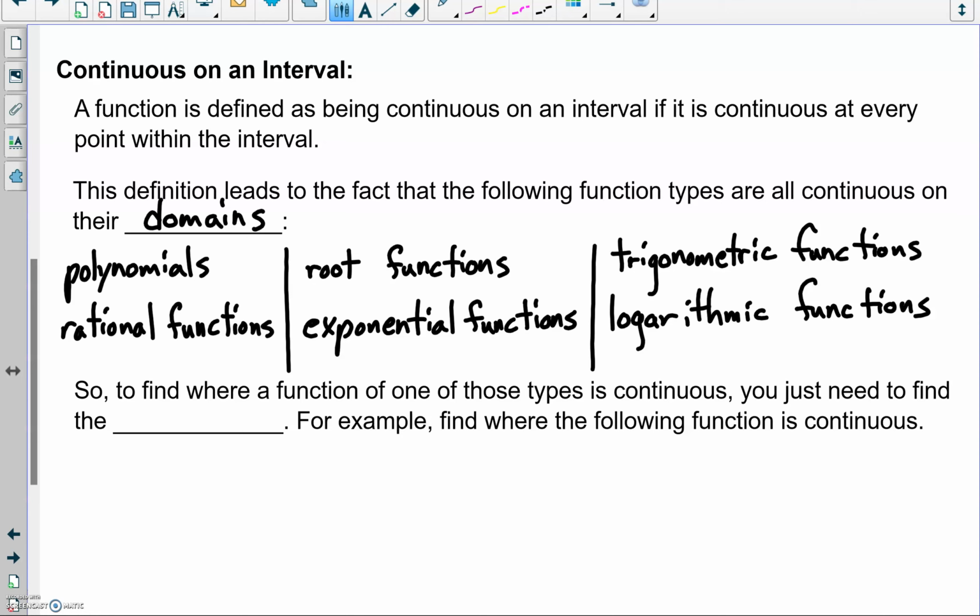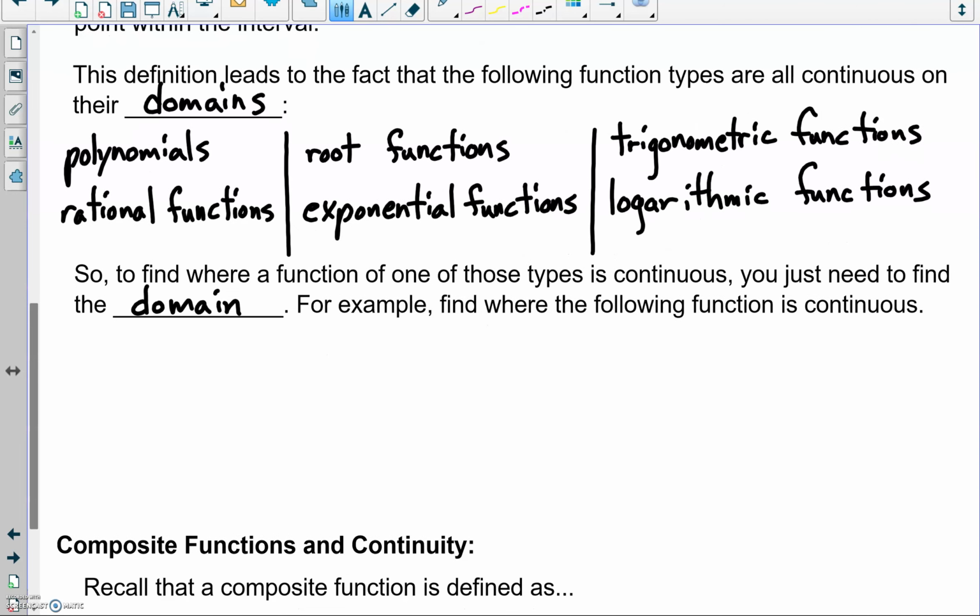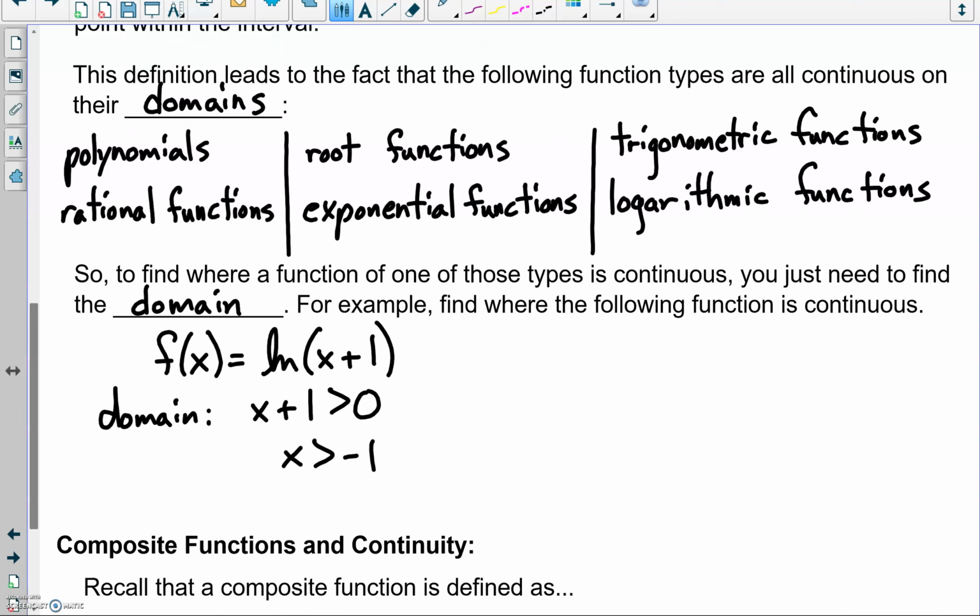And basically then, if you want to find where a function of one of those types is continuous, you just need to find the domain. Essentially, as I said, places where you are drawing the actual graph, that's where it's continuous. So let's see an example here of finding where a function is continuous.